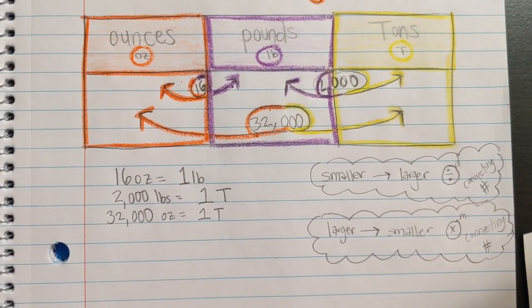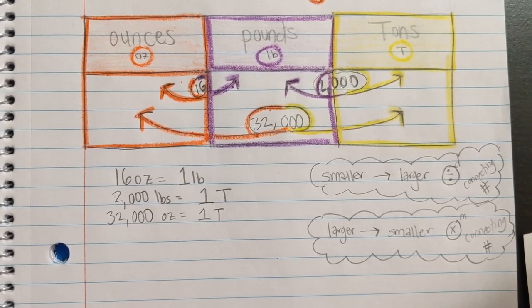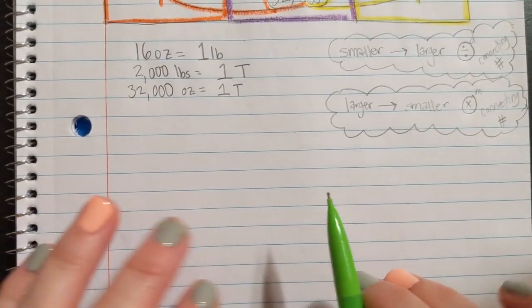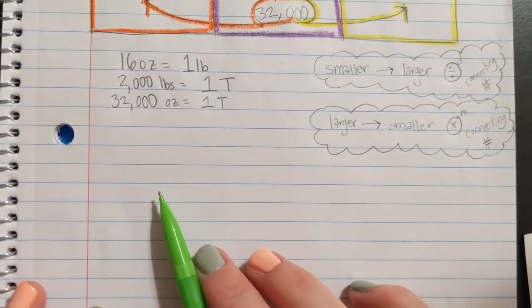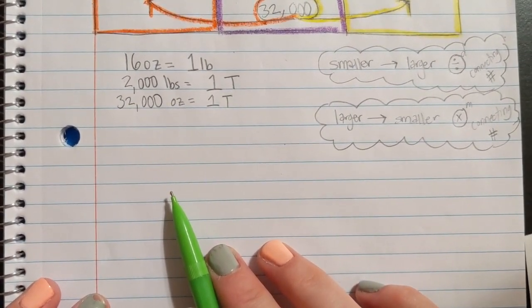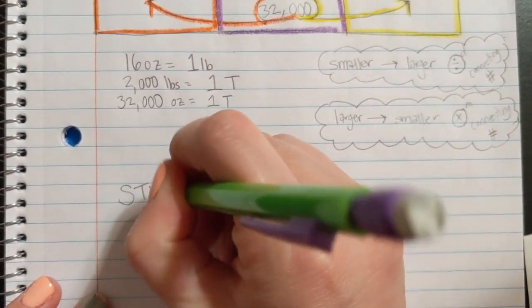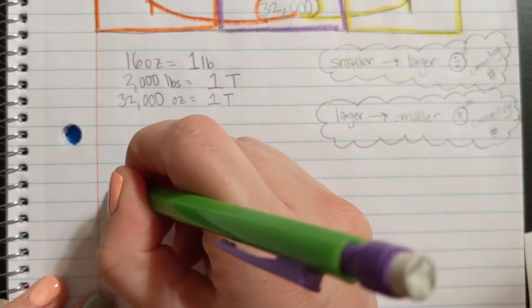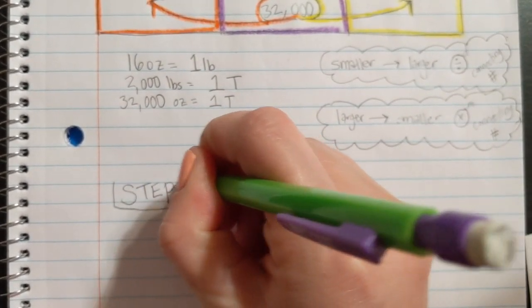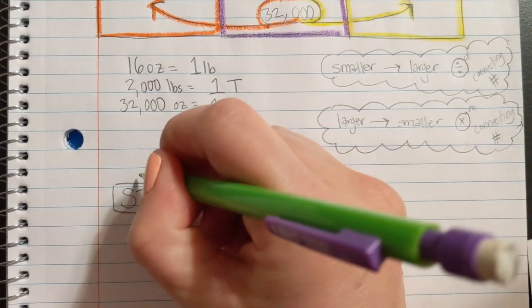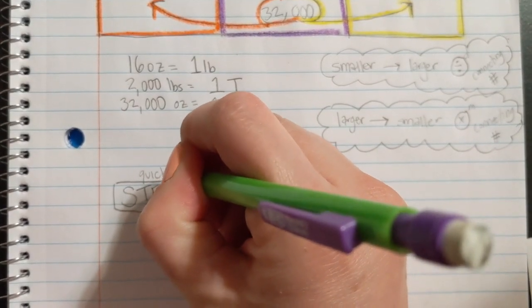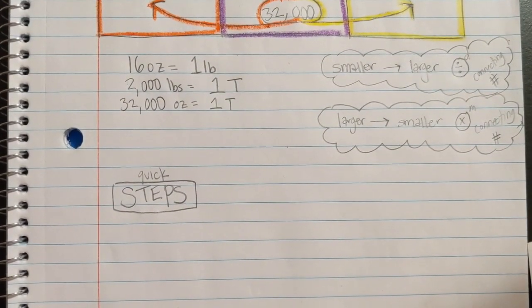All right, we are ready to do some practice problems and write some quick steps of how to do customary units of weight conversions. Okay, so let's slide our journal down, and over here on the left, let's go ahead and write some quick steps. I'm going to put that in a box, and above it write quick. We're going to do some quick steps.